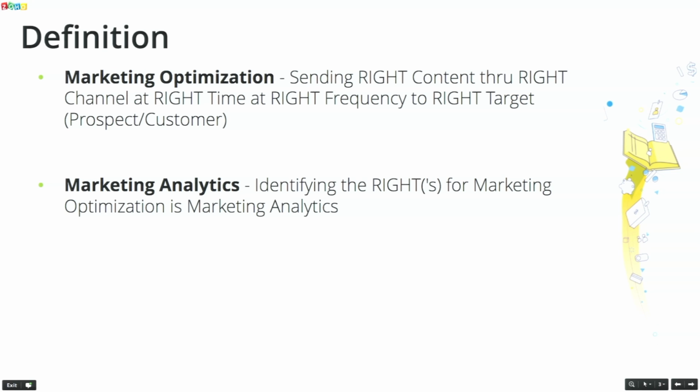Now, we have set out the definition and said it's all about the 5 R's, as I call it. But what is going to help you isolate what is right for your business, right? That's where analytics comes into play. The whole idea of identifying what is right for your business is what marketing data analytics is all about, and that's why you want to do this.